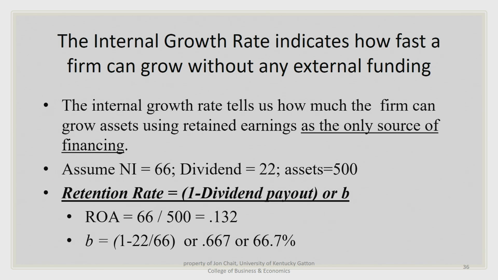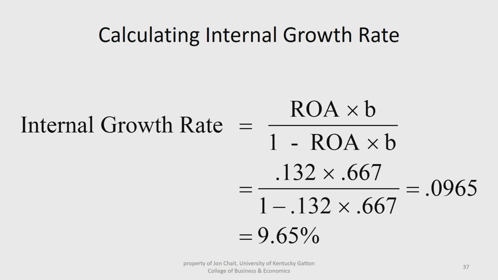We can see that the dividend is 22 in this case, and NI is 66. So the ratio is 22 divided by 66, and 1 minus the ratio gives us a retention rate of 2/3. The dividend payout ratio is 1/3. So we're paying out 22 on 66, which is 1/3, and 1 minus that is the retention rate, and that's 2/3.